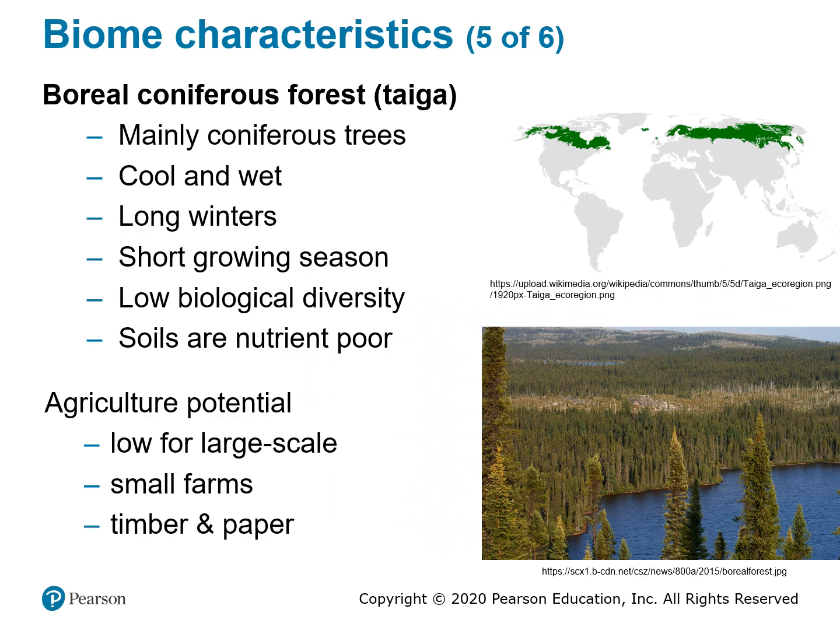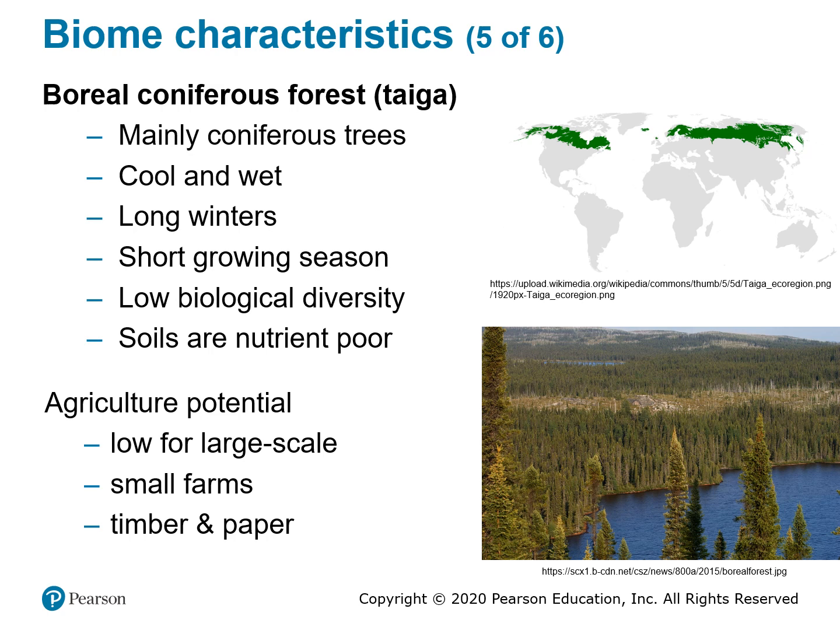Another of the common biomes globally is boreal coniferous forest, also known as the taiga. This is globally the second largest biome after deserts. However, these only occur in the colder regions of the extreme northern hemisphere and therefore are not present in Australia. Now, they consist mainly of coniferous trees and there is very low plant diversity. The climate is very cool and wet. They have long winters and short growing seasons. And they have very low biological diversity.